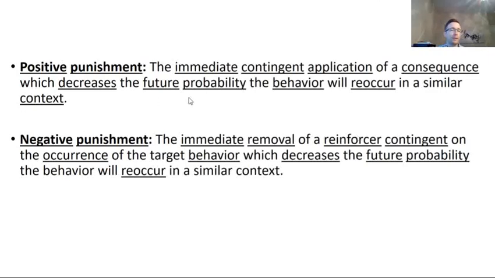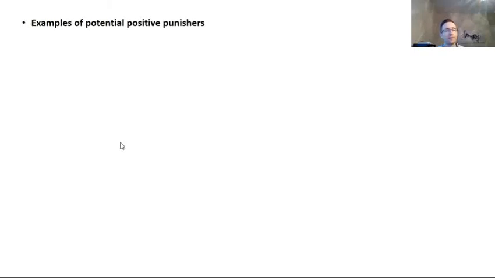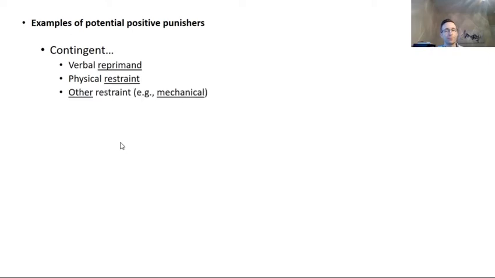So positive, something added; negative, something removed generally. That's the easy way to do it. So examples of potential positive punishers. Contingent on the behavior targeted for punishment, a verbal reprimand may be a positive punisher. Physical restraint may function as a positive punisher. Other types of restraint, like mechanical restraint, such as arm braces to prevent someone from raising their arm up to harm themselves. Response blocking.